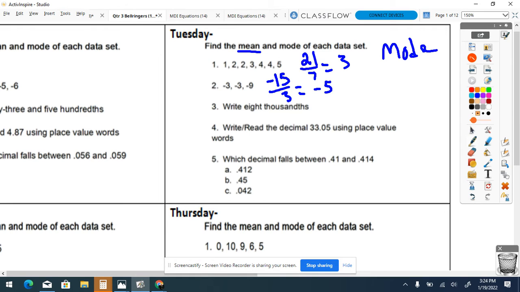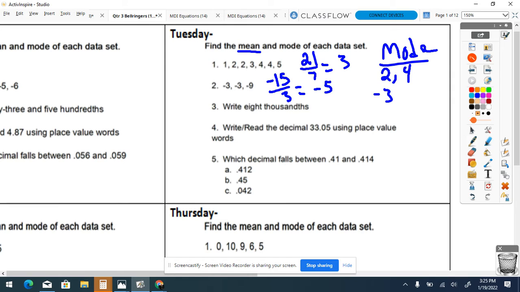Now we need to find the mode. If you remember our little cheating way to find the mode, is mode sounds like the word most, and that's what it means. Which number occurs the most? Well, if you look at number one, I have two twos, and I also have two fours. And because those occur the most, my mode is 2 and 4. All right, what do you think is the mode for number 2? Correct. The mode is -3 because there's two -3s. That's what occurs the most.